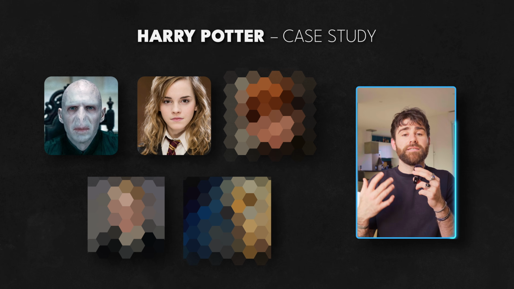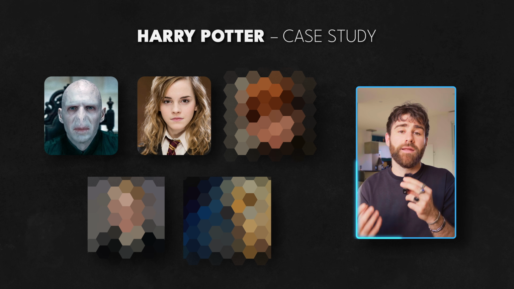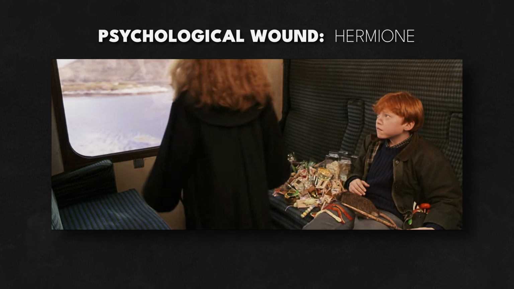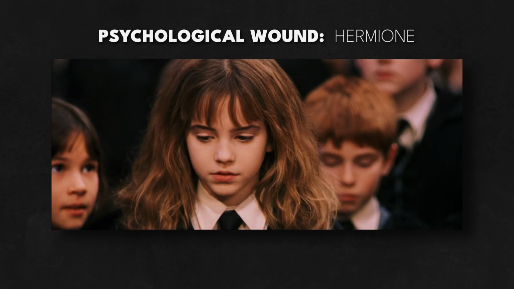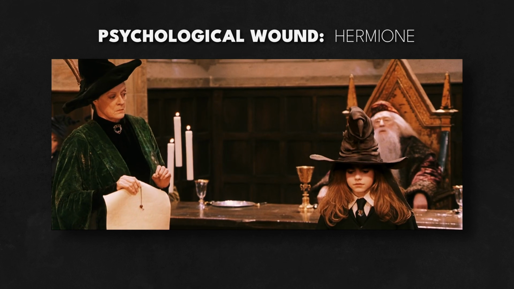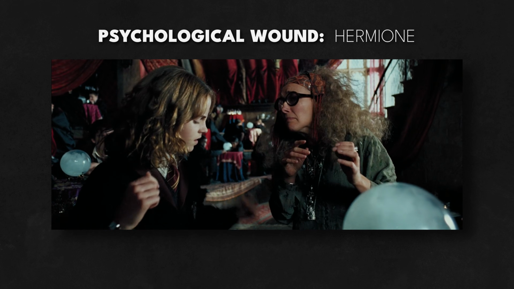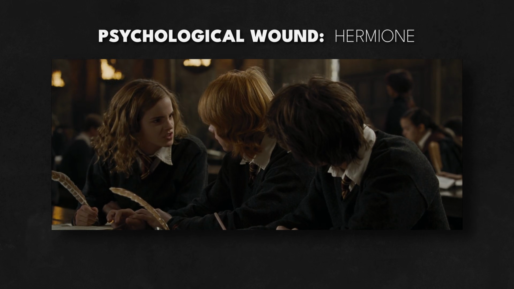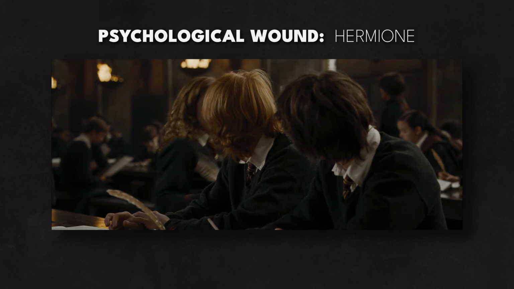For Hermione, the psychological wound is her background as a Muggle-born. Entering the wizarding world, she feels her place is fragile, as though her bloodline makes her less legitimate than others. This wound creates fears that are specific to her. The fear of not being perfect, the fear of being exposed as less than, but more importantly, the fear that one mistake will prove she doesn't belong.